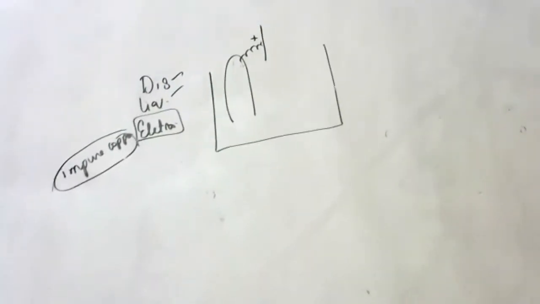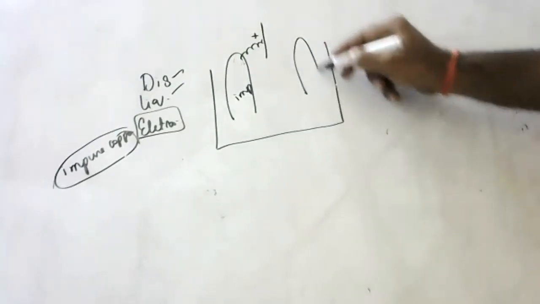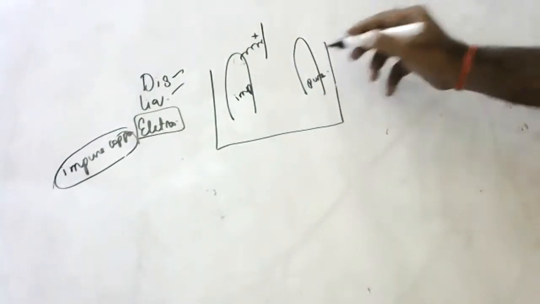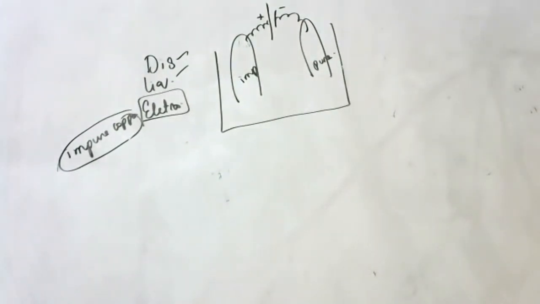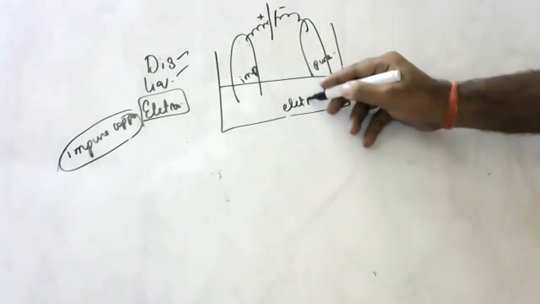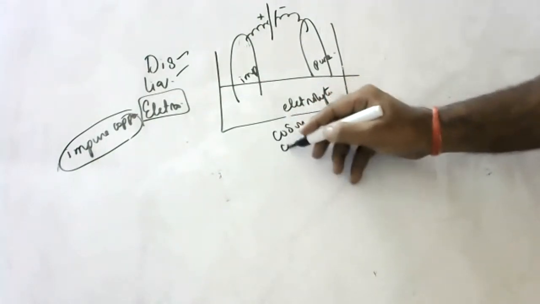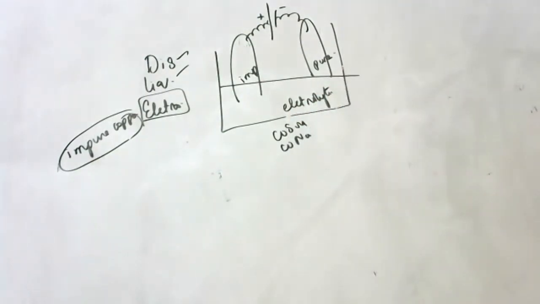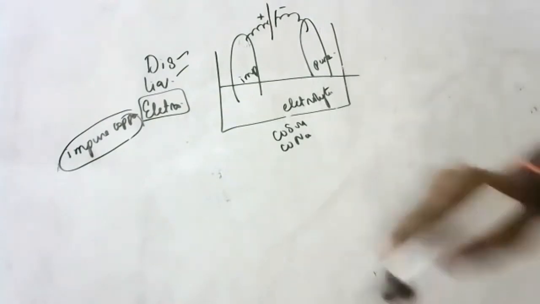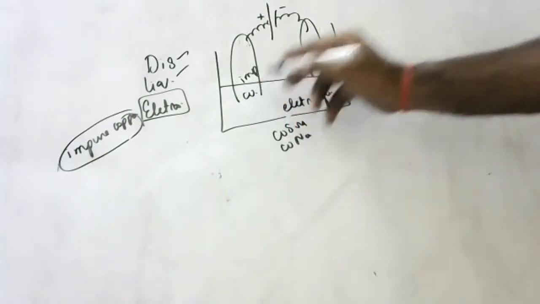Why anode, sir? I will tell. And this is impure. Take already existing pure copper, connect it to cathode. So it is cathode. Connect to negative terminal, it is cathode. And here we will take some electrolyte. What electrolyte will we take? Some copper salt like copper sulfate or copper nitrate or copper phosphate. Something, copper salt only you should take. If you are purifying copper, take copper salt only. Here impure, here pure.